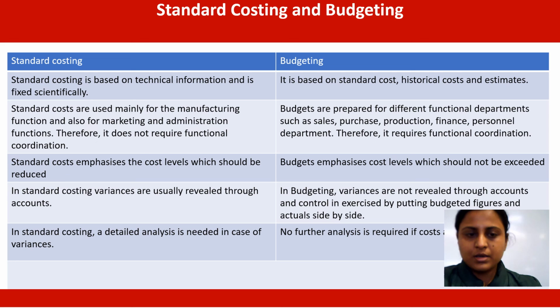Next, in standard costing, a detailed analysis is needed in case of variances, whereas in budgeting, no further analysis is required if costs are within the budget. Standard costing sets realistic yardsticks and therefore it is more useful for controlling and reducing cost. In budgets, generally maximum limit of expenditure is set without considering the effectiveness of expenditures. Standard cost is revised only when there is a change in the basic assumptions and basis, whereas budgeting is done before the beginning of the accounting period.